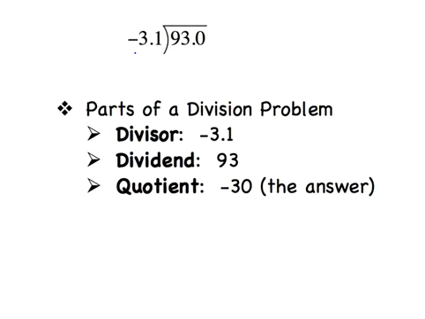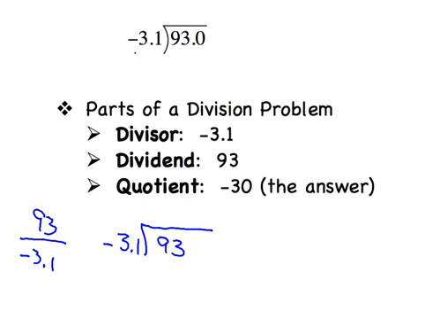I would like you to write those at the top of your paper. 93 over negative 3.1 is the same as negative 3.1 goes into 93 is the same as 93 divided by negative 3.1. You are going to see it all 3 ways. I want you to understand what goes under the tent and what goes on the outside as the divisor. So take a minute and write those 3 different expressions down because they all mean the same thing.